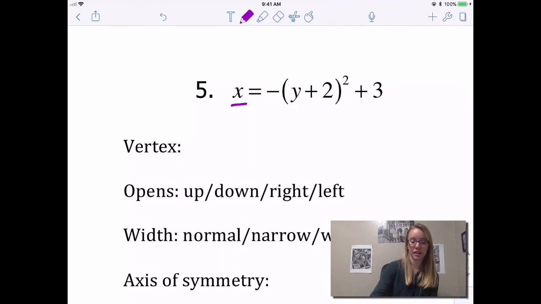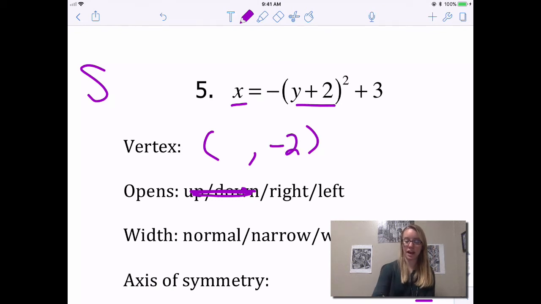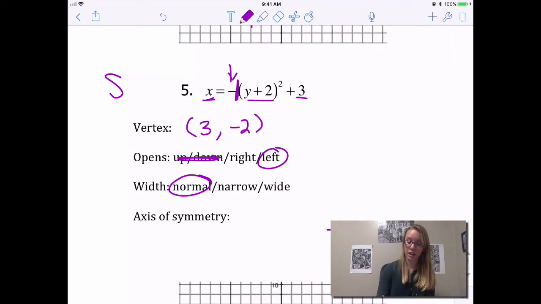Here, x is by itself, so this is a sideways parabola, meaning that it can't be up or down. Okay, our vertex: the y value is with y, so I get -2 for the y's. The x is by itself, the 3 is by itself, so the 3 is your x. Since this is negative, specifically a -1, it opens to the left. Since it's a 1, it's normal. And the axis of symmetry, match your y to -2.